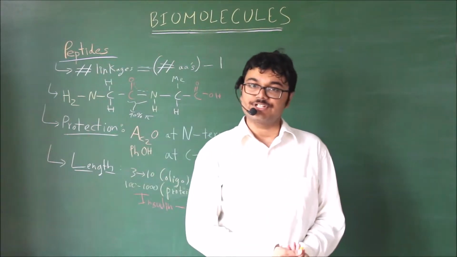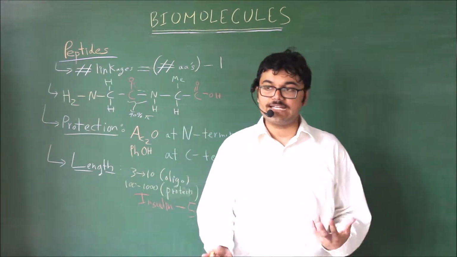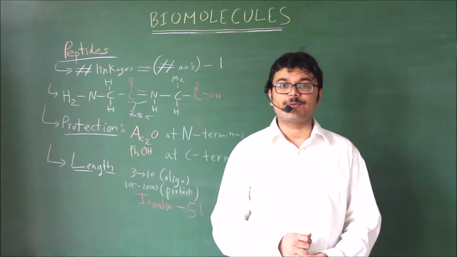And that's a very simple definition. A peptide is basically a polymer of amino acids, right? So it's a very generic term. Proteins are one kind of peptide, the kind that you might be most familiar with.